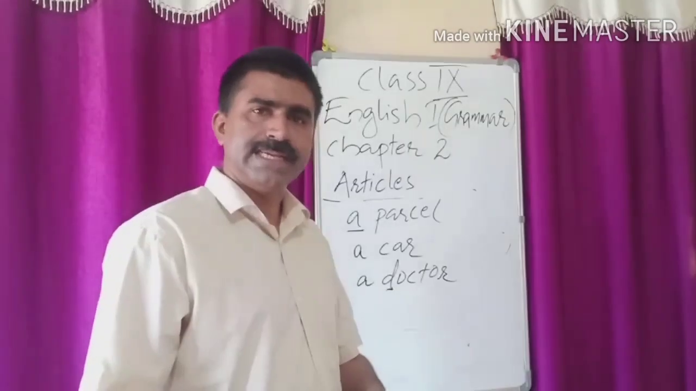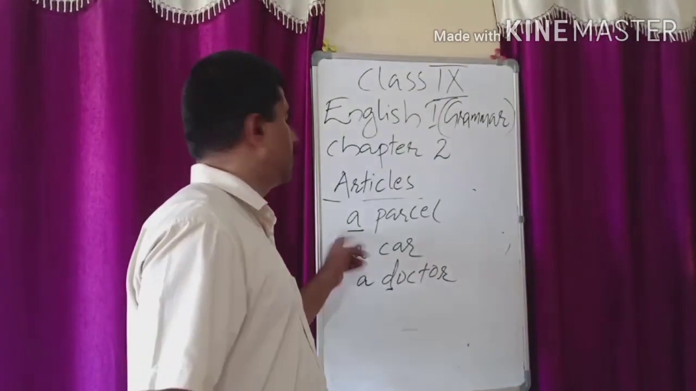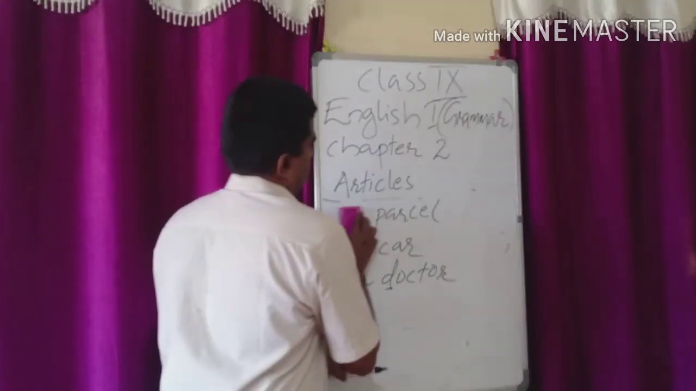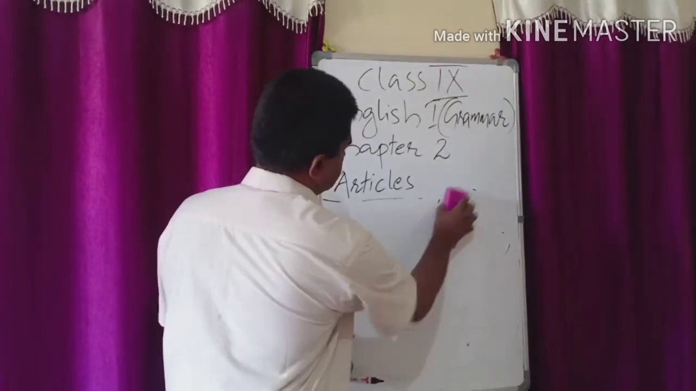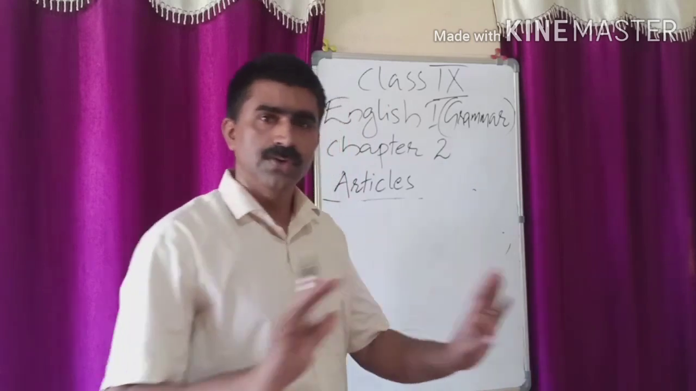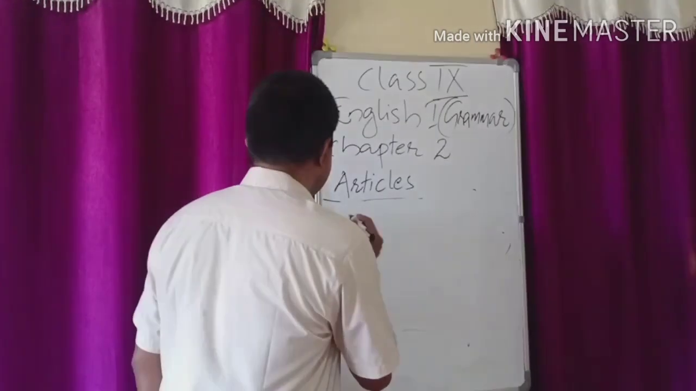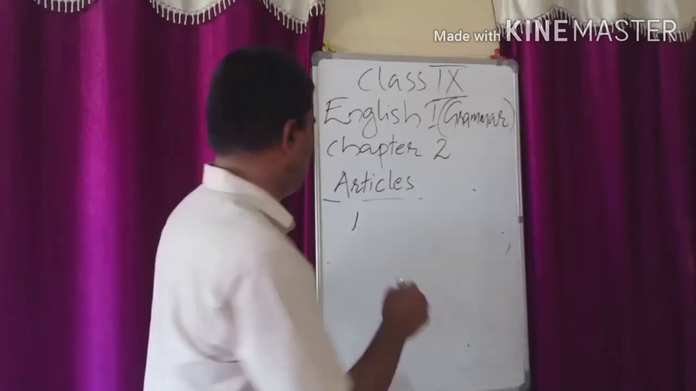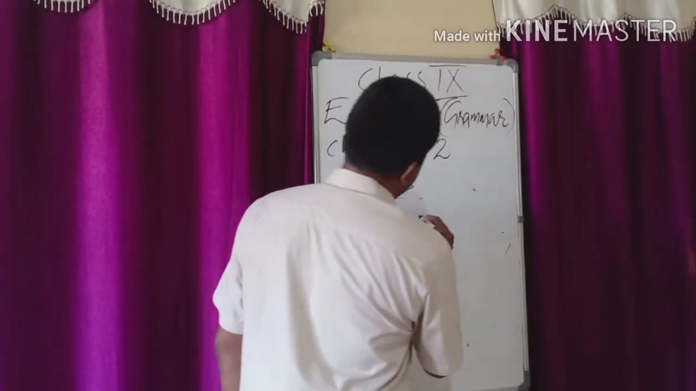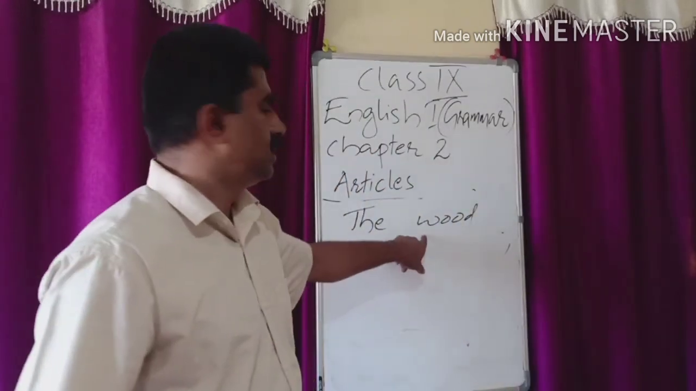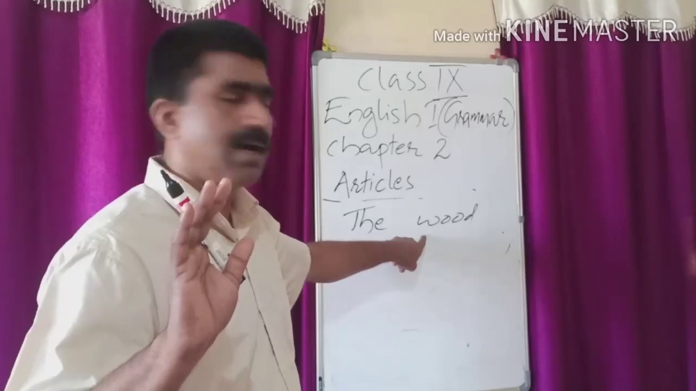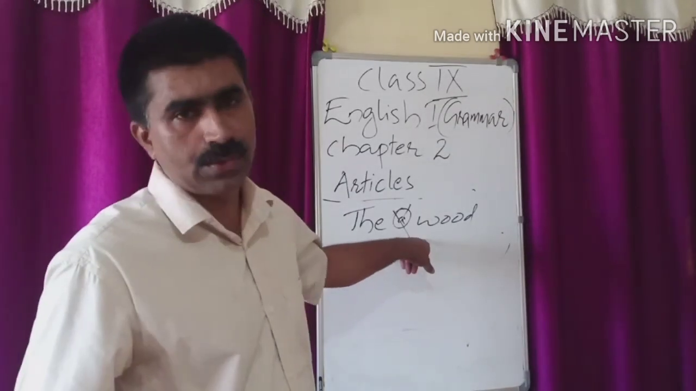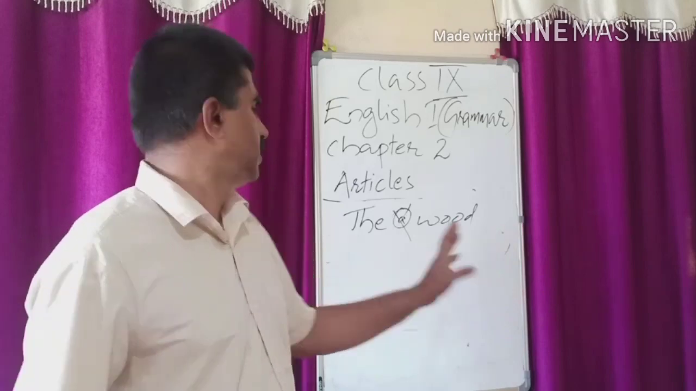And also there are some occasions where we will not use indefinite articles. For example, when we are referring to uncountable nouns. For example, the chair is made of wood. So here this wood is uncountable. So before that we will not use a or an. That is one occasion where we avoid the indefinite article.